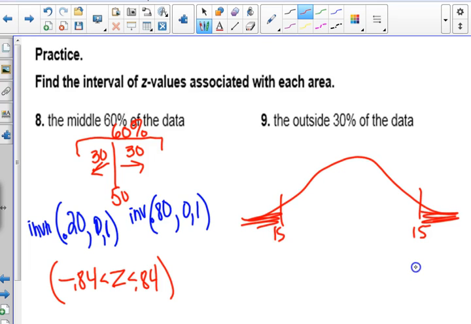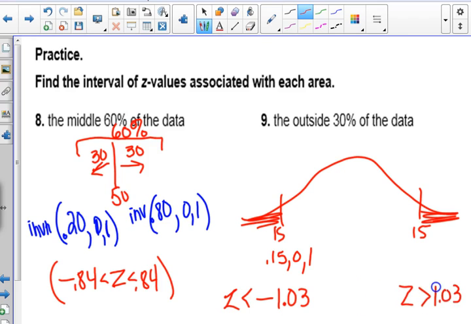Does that make sense? Okay, so can you just do 0.15, 0, and 1 for me? Negative what? Negative what? Oh, it's a z-score. I forgot. Okay, so a z-score less than that or a z-score greater than 1.03 would be the boundaries for that area. All right.